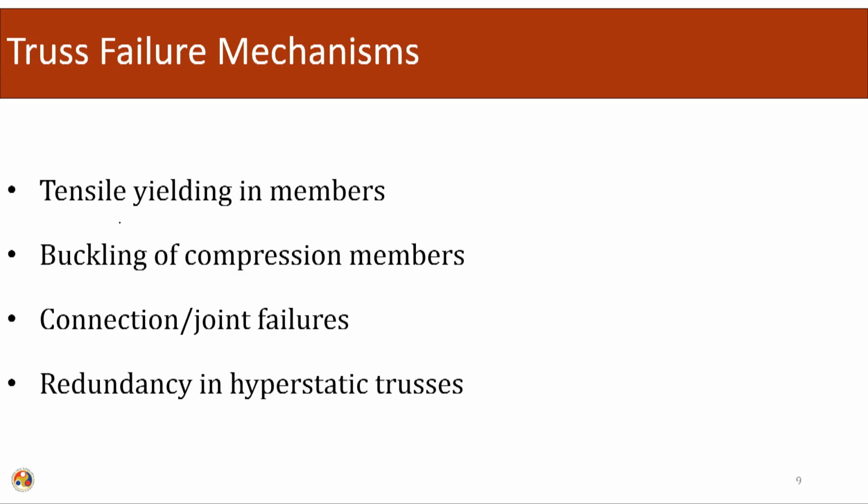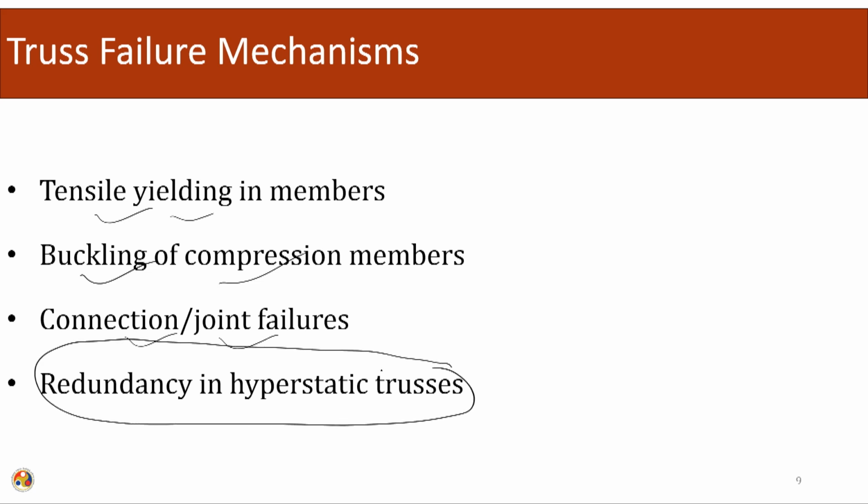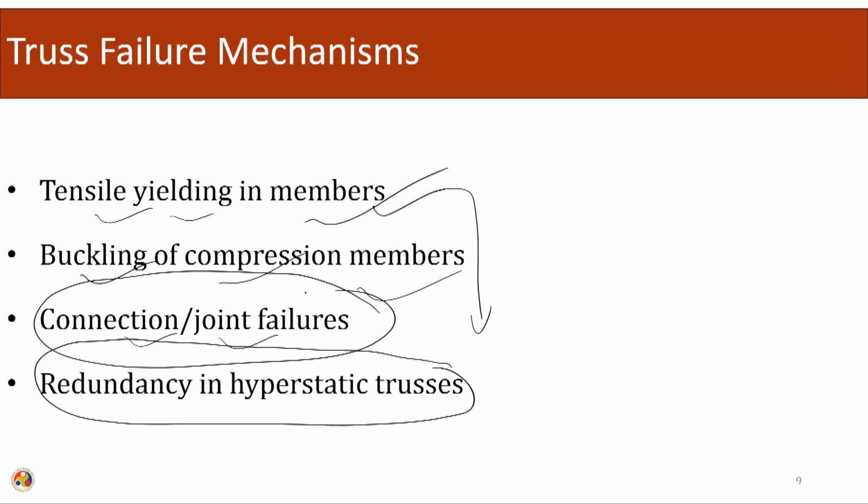In the truss failure mechanism, there will be tensile yielding in the members, the compression members will buckle, and then there will be connection or joint failures. There is an inbuilt redundancy in hyperstatic trusses, but nonetheless if the loading is increased, it will fail in this sequential manner. Yielding will occur in the tensile members and buckling in the compressive members, and then it will propagate to the joints and the connections.